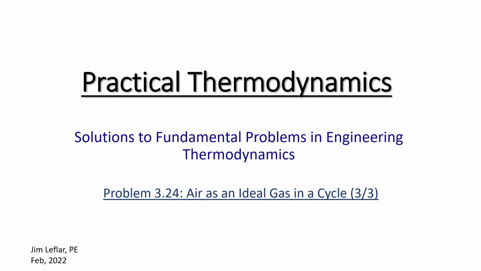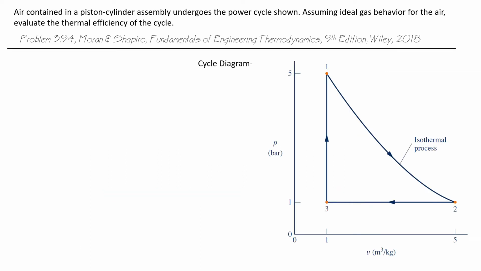Let's solve one last closed system problem before we move on to open systems. And this one will involve air as an ideal gas being used in a cycle. Air contained in a piston cylinder assembly undergoes the power cycle shown. Assuming ideal gas behavior for the air, evaluate the thermal efficiency of the cycle.